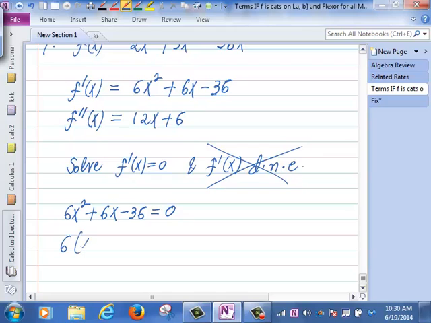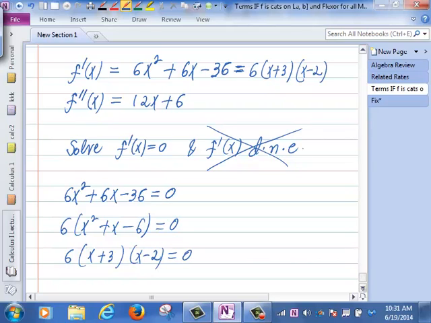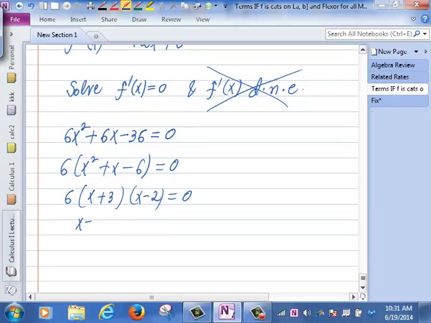If I factor out a 6, I get x squared plus x minus what? Can you factor that? x plus 3, x minus 2. Since I am going to write the factorization here as well, that's going to help me determine the sign of the derivative. So I'll keep that: 6 times x plus 3 times x minus 2. That's the factorization of the derivative. So that means the critical points are what? Negative 3 and 2. Is everybody okay with that?